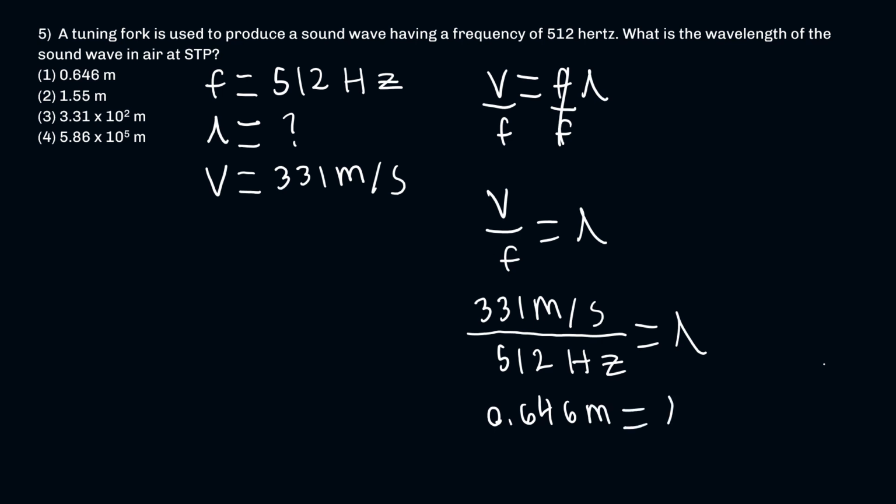meters equals my wavelength. And that's going to work out for my units, because hertz is essentially 1 over seconds. So the seconds will cancel, and I'll have meters left. So that's why my unit there is meters for wavelength. So my answer choice is answer choice 1, 0.646 meters. So let's move into my next example.